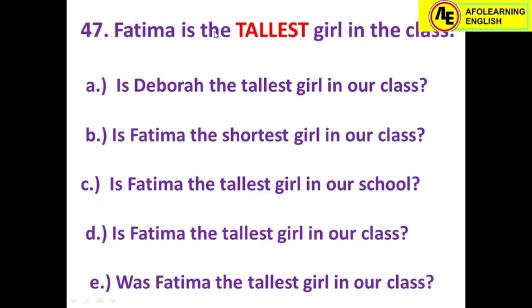Fatima, number 47. Fatima is the tallest. So we're looking for the opposite of tallest. The opposite of tallest will be shortest. Okay. So do we have any of that here? Is Fatima the shortest girl in the class? No, Fatima is the tallest girl in the class. So the correct answer is option B.